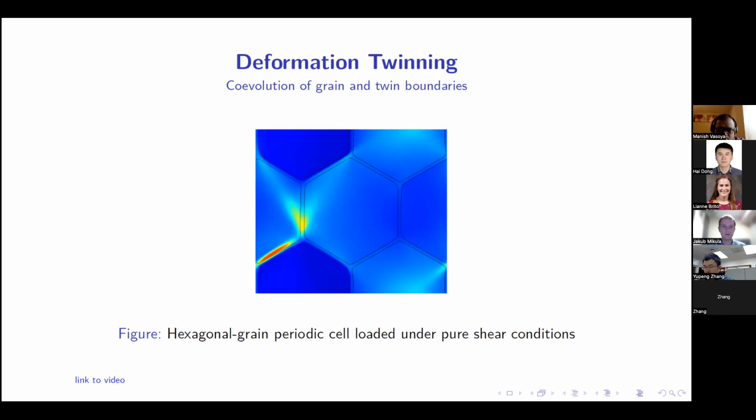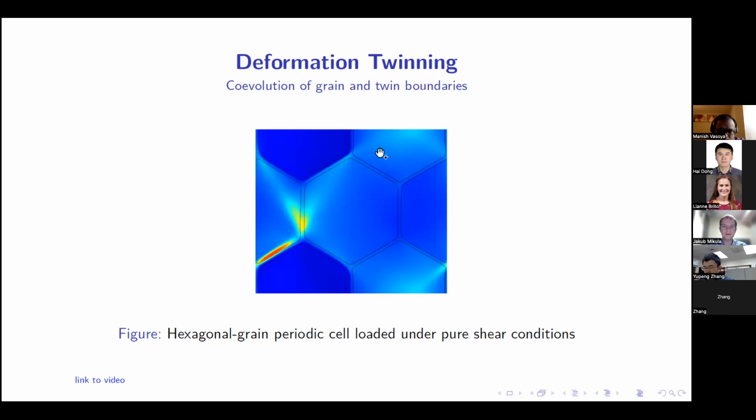Okay, so I will play this once again. We see that the phase field model allows us to do coevolution of deformation twinning within the grain simultaneously with the grain boundary migration. And eventually we get a single crystal because that's energetically the best solution. That's basically the solution that minimizes the energy the most.